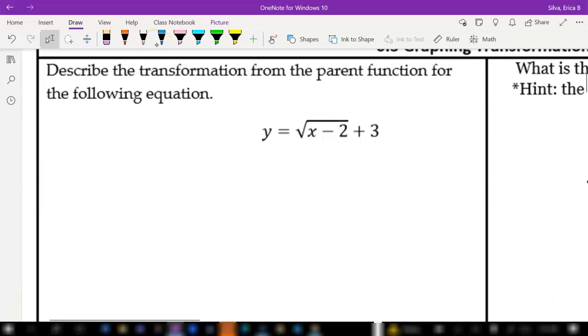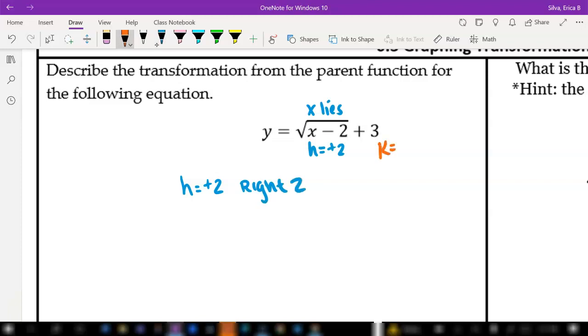Final review. So for the first one, we're going to describe the transformation from the parent function. Now, if we look, anything inside either a parentheses or a radical with x is going to be my h. Remember that x lies. So h is equal to positive 2. If your h is positive 2, that means we're going in the right direction 2. And then we look at our k.